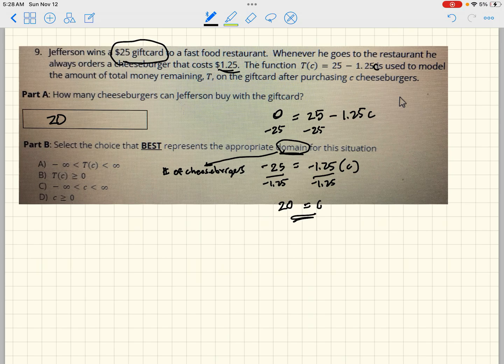So if you look at the answer choices, well, domain is your x value, in this case cheeseburgers. So we're going to immediately eliminate A and B because those are talking about your total amount of money, where domain is, in this case, the number of cheeseburgers. Well, can you have negative cheeseburgers? No, so this one doesn't make any sense. So you have to have positive cheeseburgers. You can buy 0 cheeseburgers or more. Okay? And that is how you would approach those.